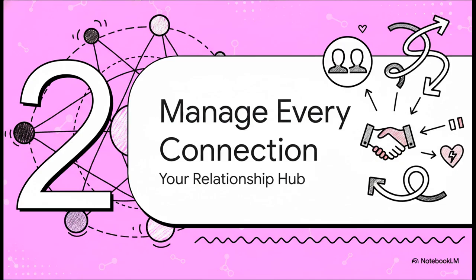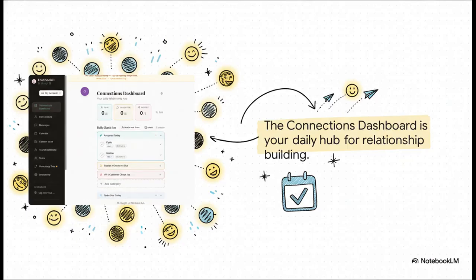Next up, let's see how all this helps you manage every single connection. This is really the core CRM part of the app, your daily hub for building and taking care of those all-important business relationships. Every day, you'll probably start right here, at the Connections dashboard. It gives you clear goals for things like new connections and invites. But more importantly, it has this daily check-ins list that literally prompts you with exactly who to connect with, so no potential customer or team member ever gets forgotten.